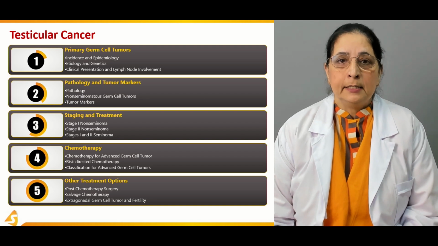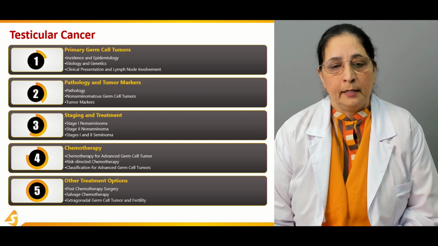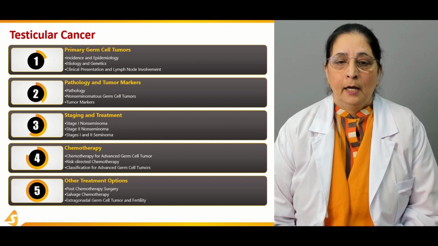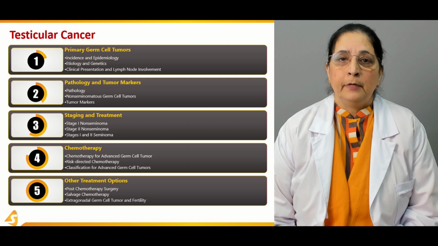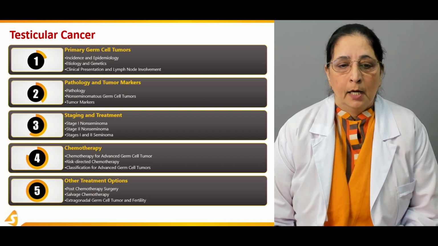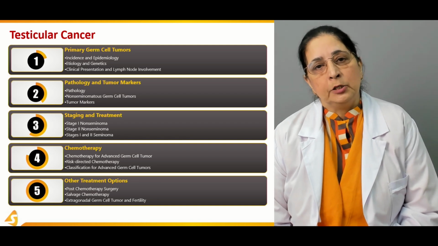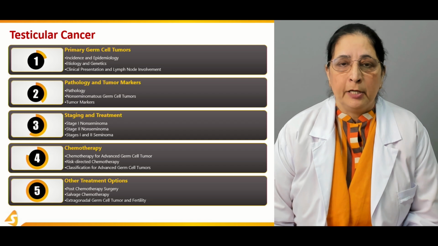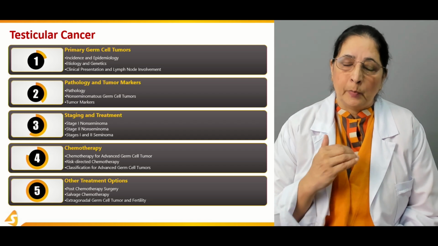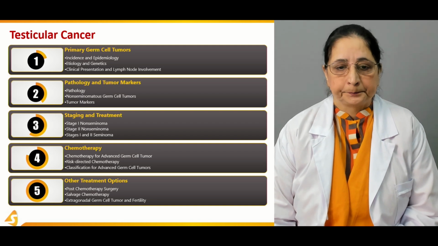Then in the third section, we will discuss the staging and treatment, and the cancers whose staging and treatment we will discuss will be the non-seminomas, stage 1, stage 2, and also 1 and 2 stages of the seminomas. So both non-seminomas and seminomas will be discussed in third section.